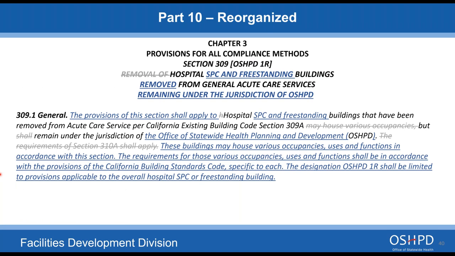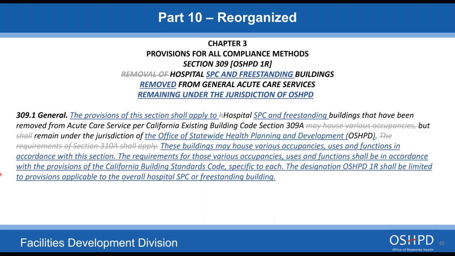Okay, a lot of what we did with this code, we added the 1R at the beginning of the 2019 cycle, and we put a lot of it under 309A, which is once a building is removed from acute care service, it's no longer considered a hospital. So that would be under the non-A chapters. So we basically restructured a lot of chapter 3, specifically section 309, to better align with that concept.